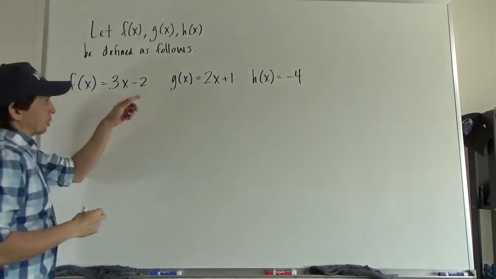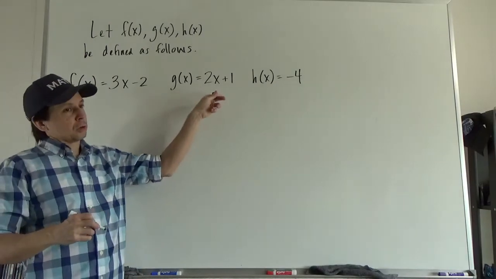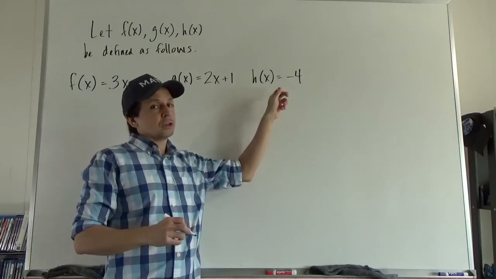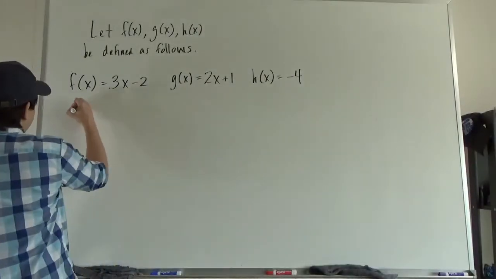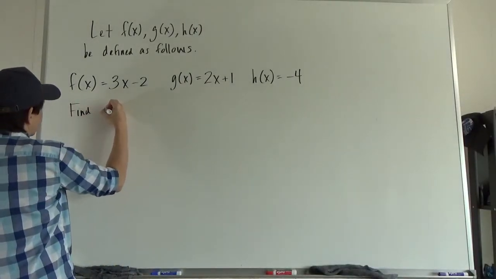F of x is equal to 3x minus 2, g of x is equal to 2x plus 1, and h of x is equal to just negative 4. And we'll talk about that one, because that one trips people up. And the instructions are to find the following.